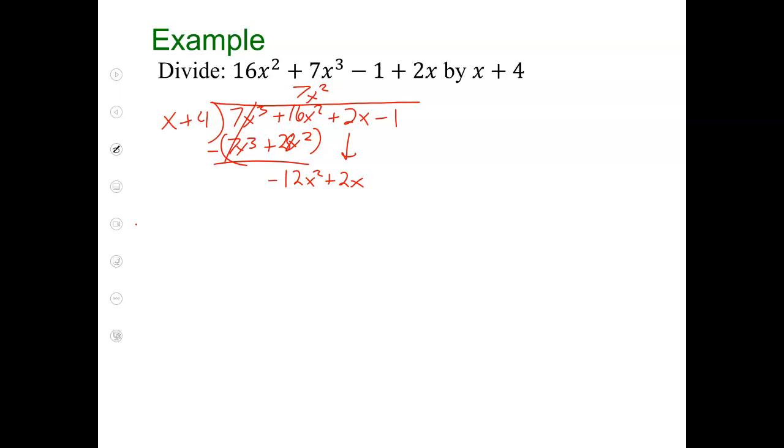Negative 12x squared divided by x gives me what? Keep going. Multiply negative 12x by x plus 4. What does that give me?